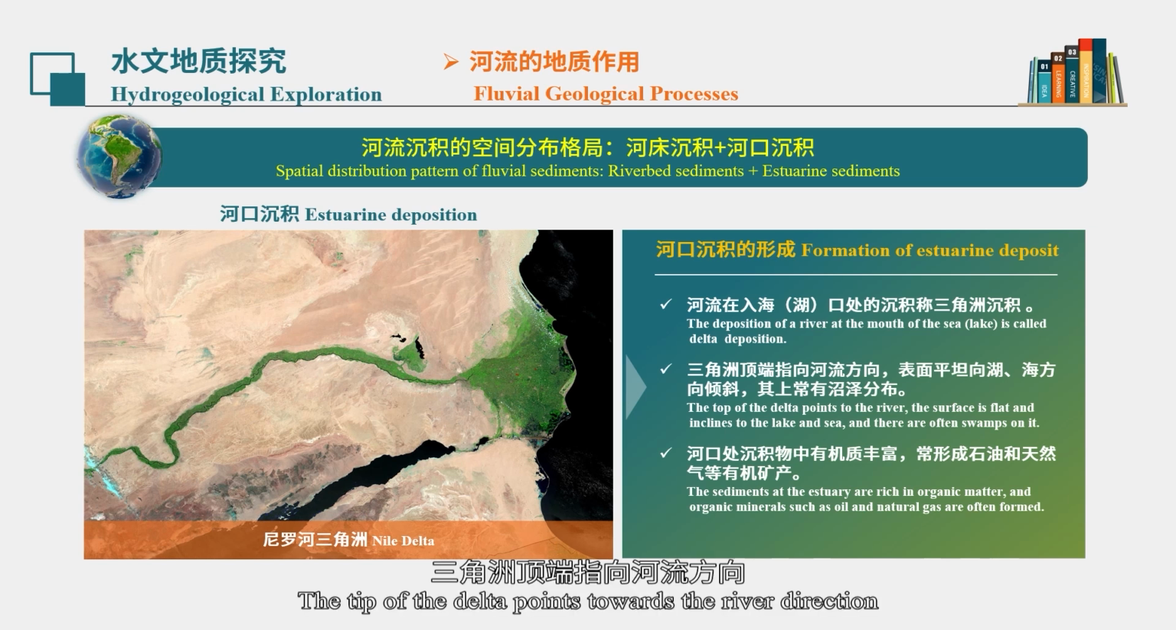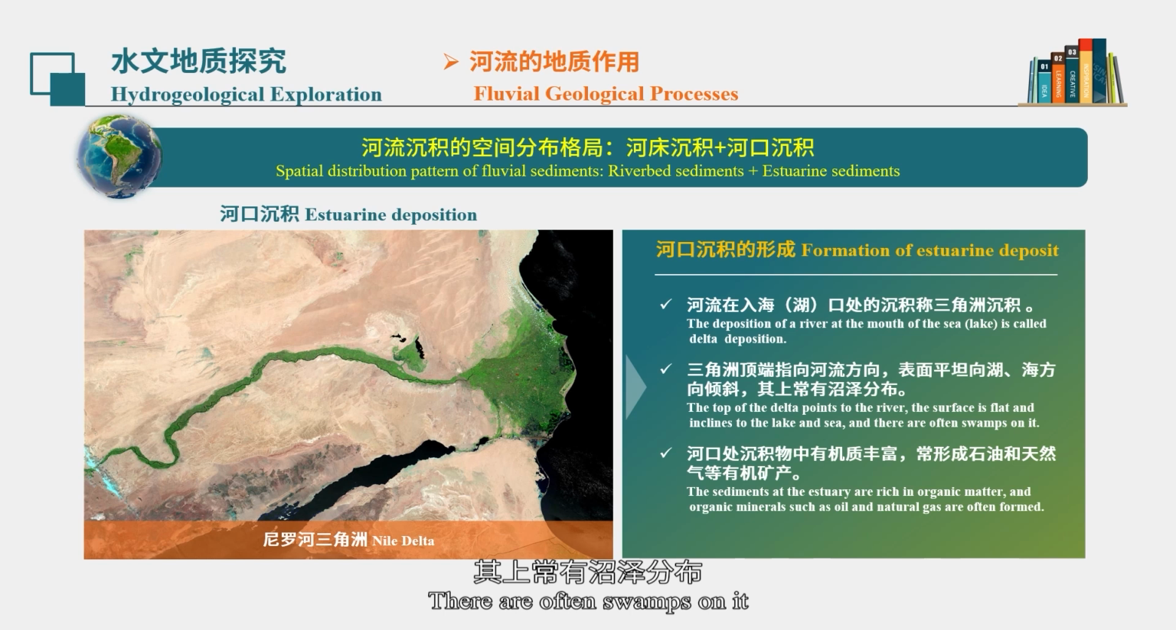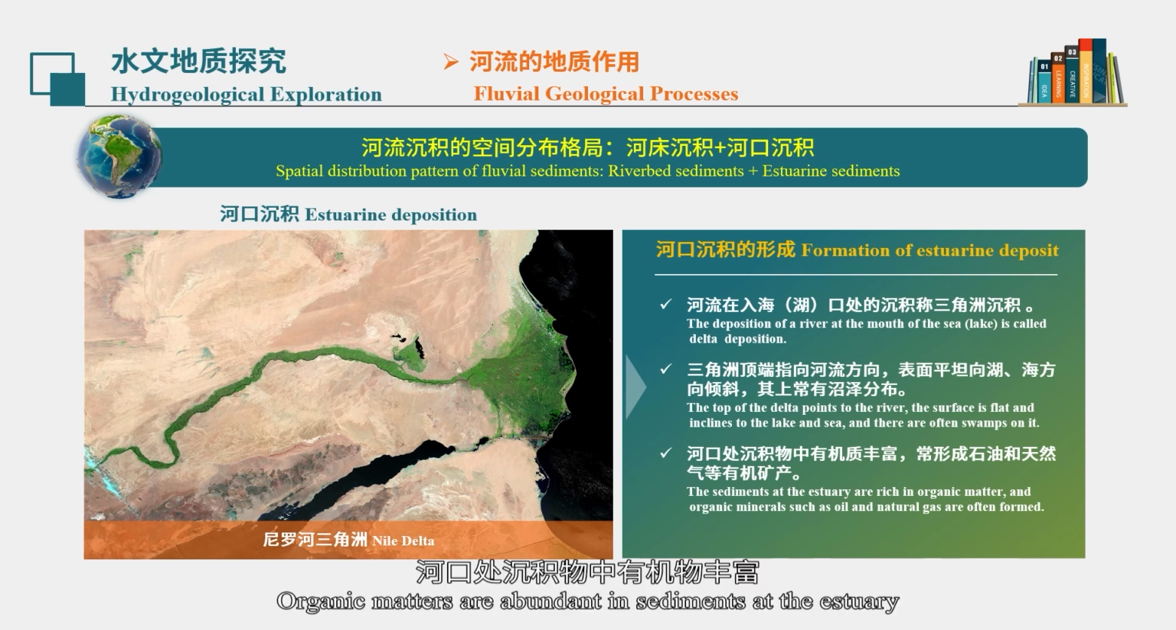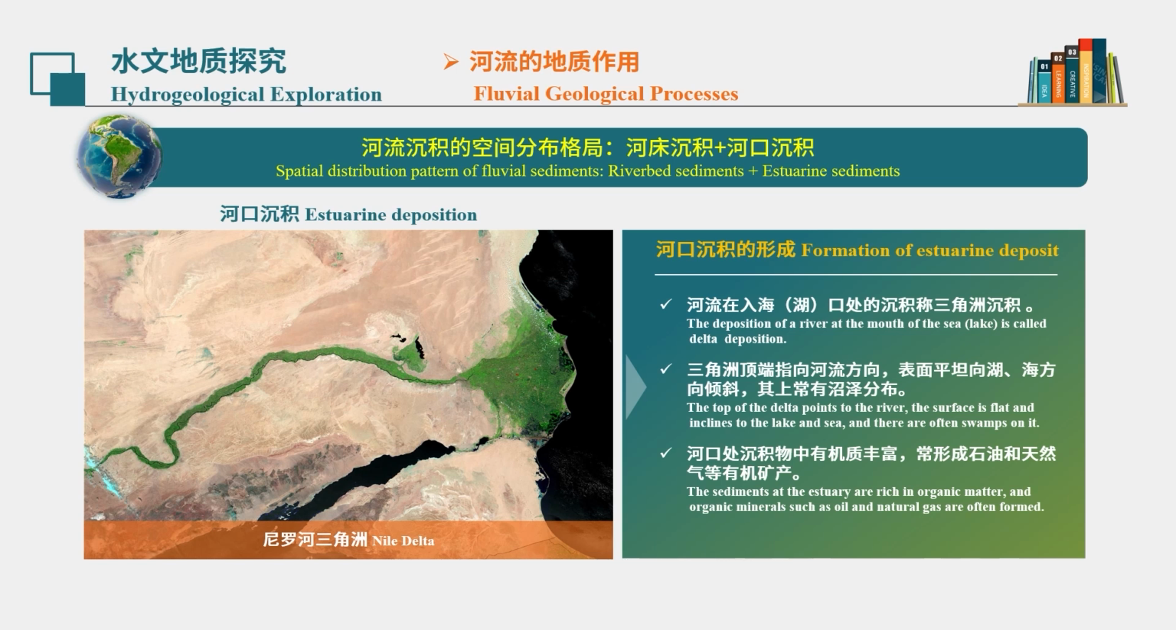The tip of the delta points towards the river direction. The surface is flat and inclined towards the lake and sea. There are often swamps on it. Organic matters are abundant in sediments at the estuary. Organic minerals like oil and natural gas are often formed.